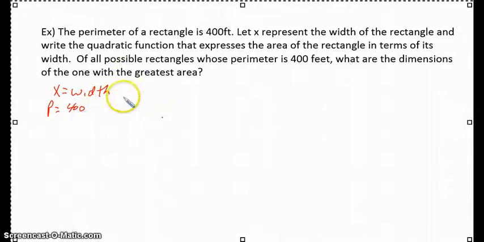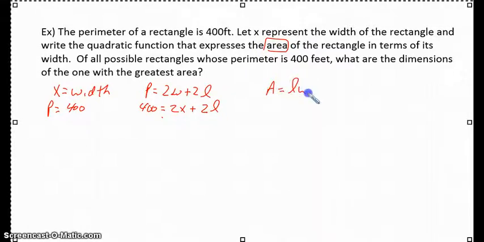Okay, so if I have a perimeter formula, I know that the perimeter is really equal to 2 of the widths plus 2 of the lengths. And let's plug in what I know. So far what I know is that P is 400. I know that the width we really are using is an x value, so not w. And I don't know what the length is. So if I want to find the area, I know that the area formula is this.